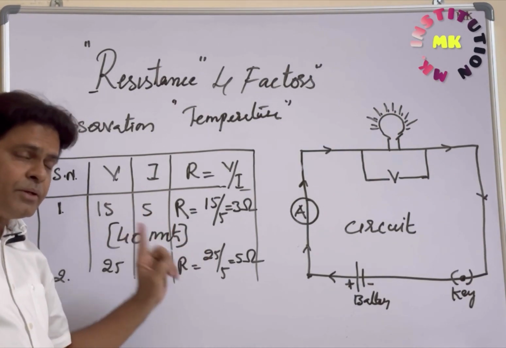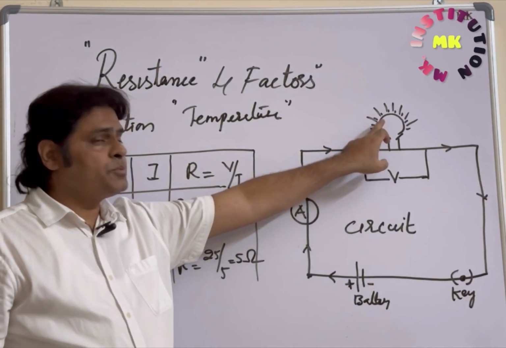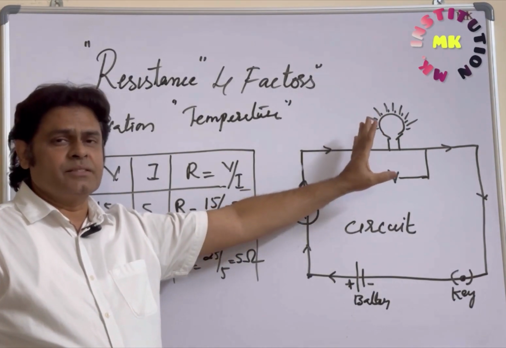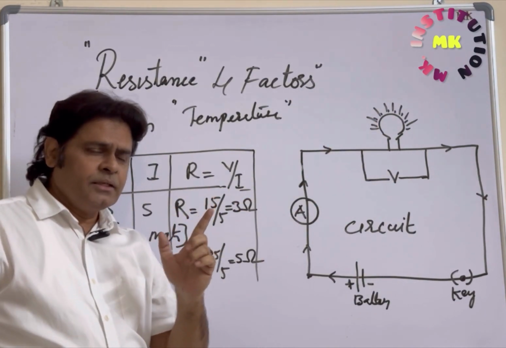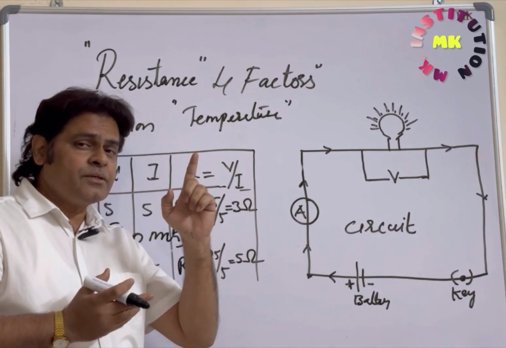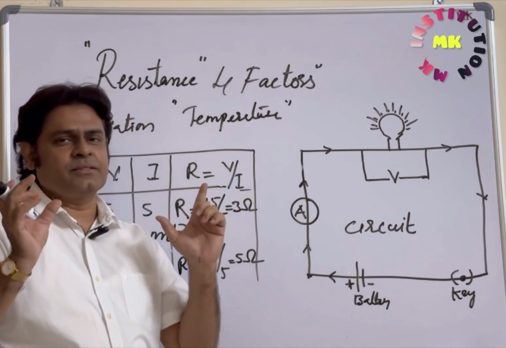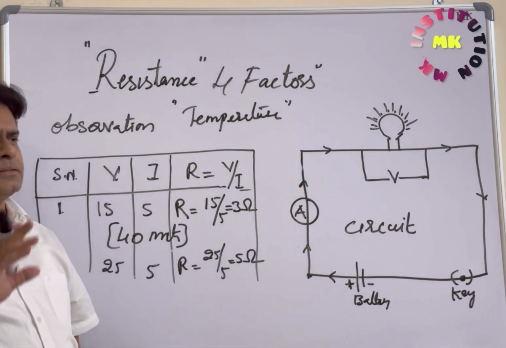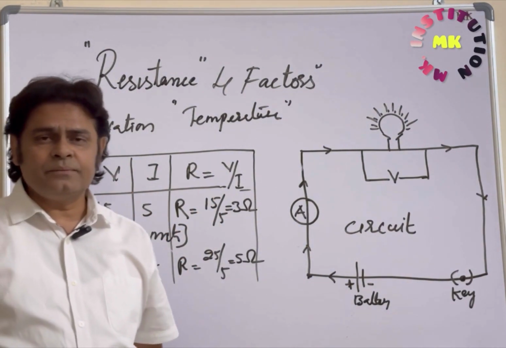That difference is only because of the extra heat produced in the bulb. The temperature increases here, and if the temperature increases, resistance also increases. If the resistance increases here, what happens? The current will decrease. This is the main reason why there are power cuts in the summer season.